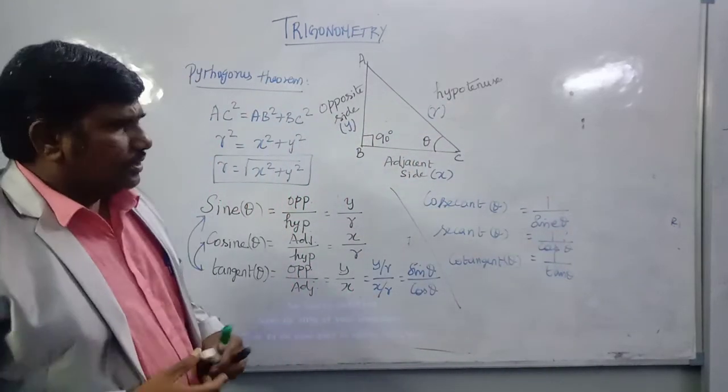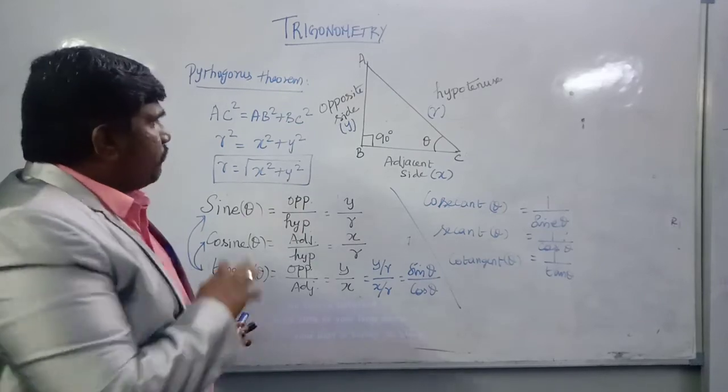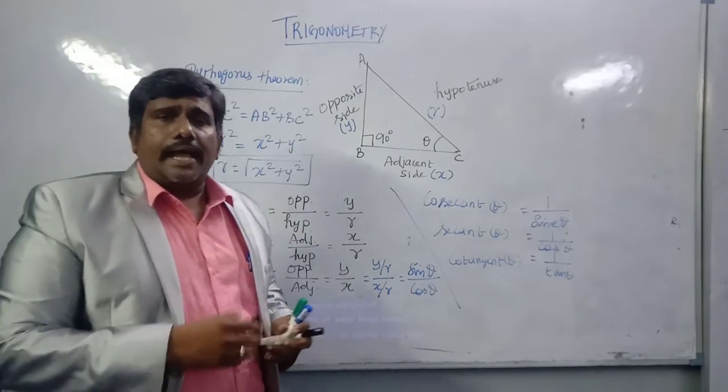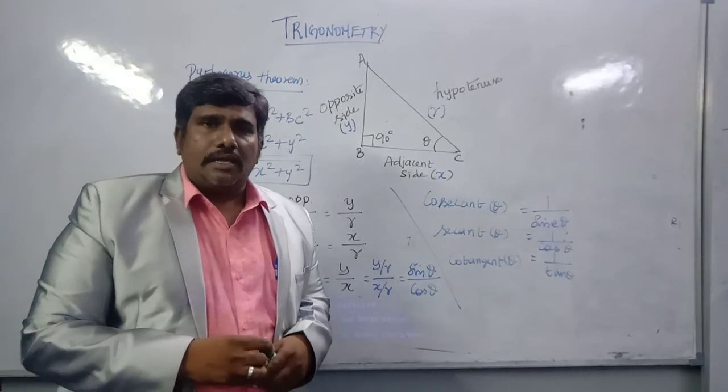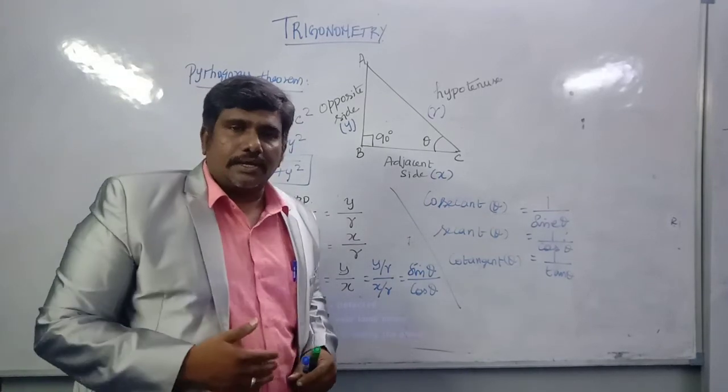So this is how we find the relations among the angles and the sides of a right angled triangle. In the next session we will continue with the other things.